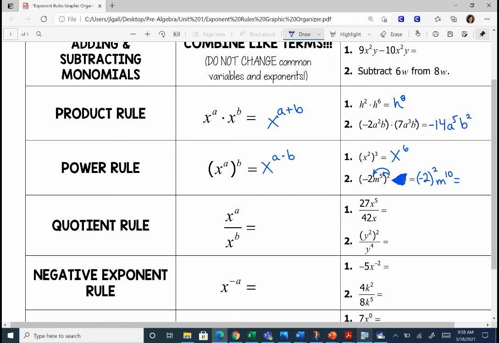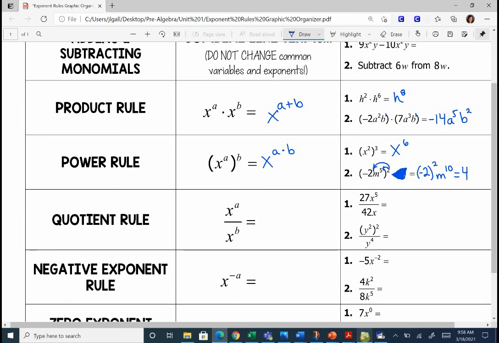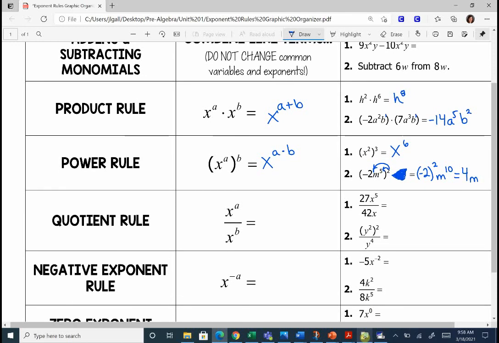But that negative sign is in those parentheses. I need the negative to be included with that squared. So negative 2 squared should be 4. So if you have a negative and it's inside parentheses, you need to make sure you keep it inside parentheses if you need to check something on your calculator. I wish mine wasn't frozen. I apologize, guys.